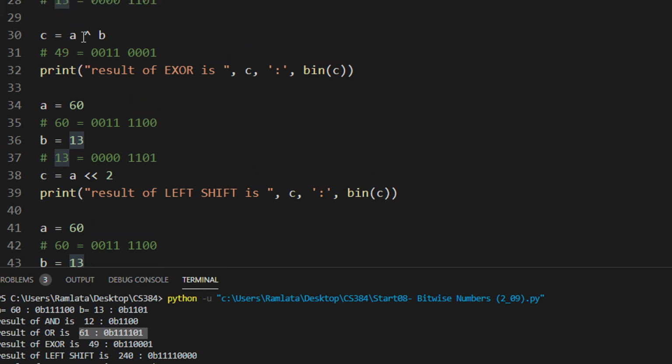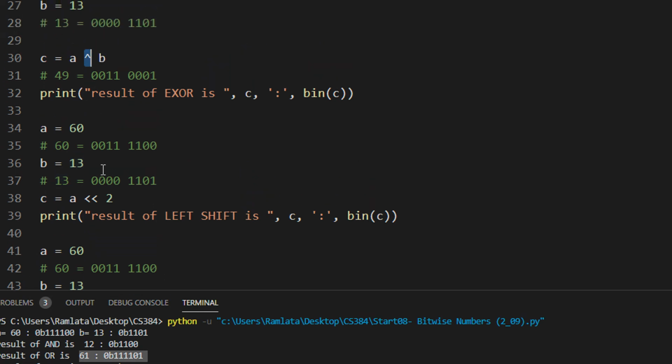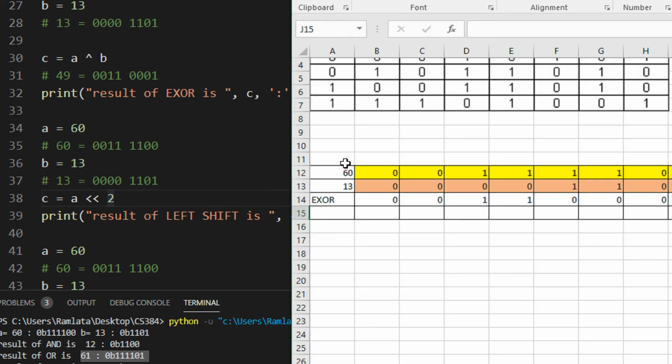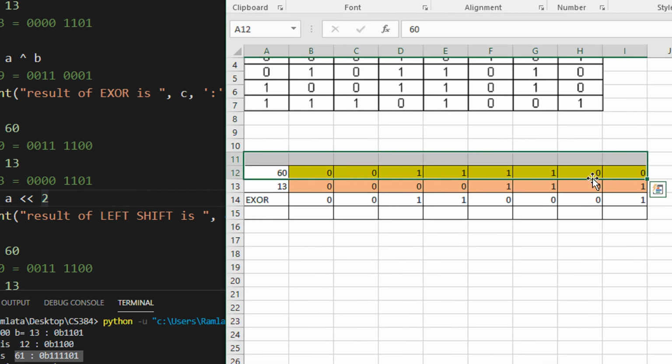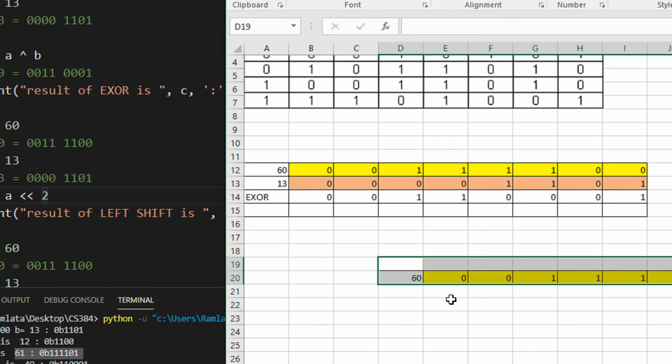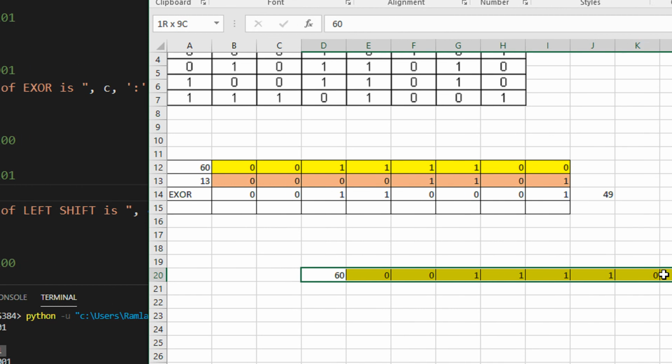For XOR we use this cap. Okay. Now left shift by 2 bits. So now what happens in left shift operation? So I have the number 60. Okay, let me write it in this fashion. Okay, 60 is this number.